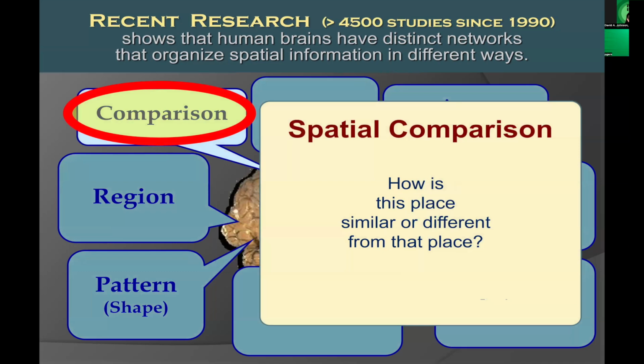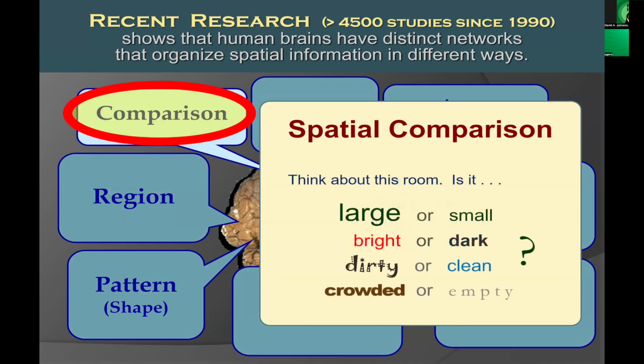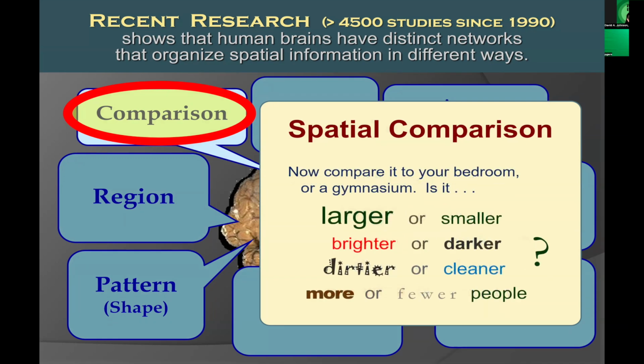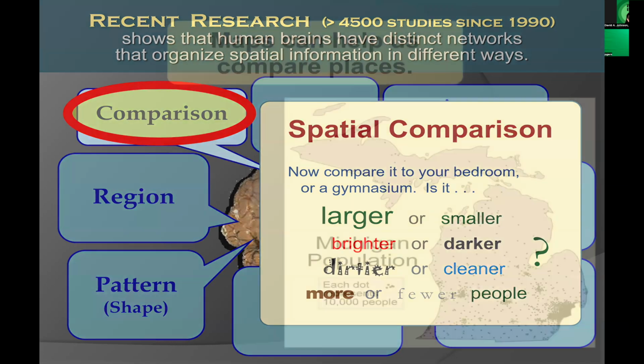Spatial comparison is when we take a look at two different places and think about how they're similar or different. Just think about the room we're sitting in right now. Would you call it large or small? Is it bright or dark? Dirty, clean, crowded, empty? It's a lot easier to describe it if you think about it in comparison to another room. Compare it to your bedroom or to a gymnasium. Now, is this room bigger or smaller? These comparisons happen basically on the left side of your head, kind of behind your ear.